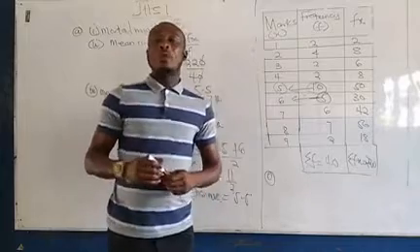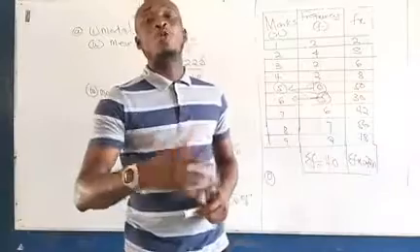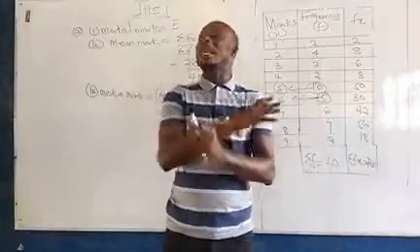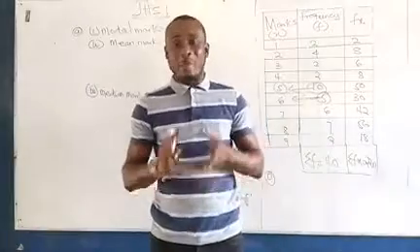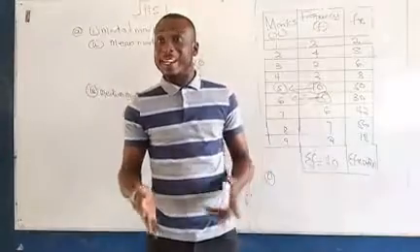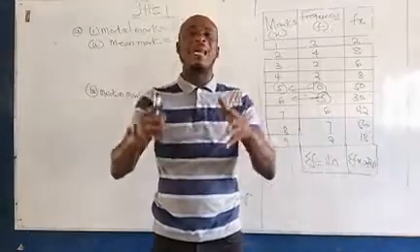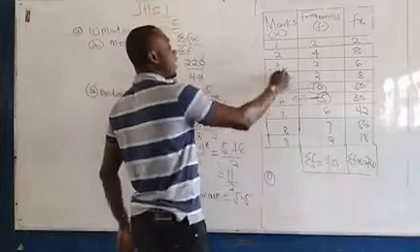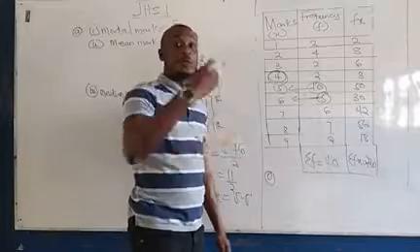Now, the last question says that if a teacher decides that the pass mark is 4, how many students will fail the test? The pass mark for the test is 4. It means that you are supposed to get 4 for you to pass. If you get anything less than 4, it means you have failed. Is that not the case? So if this is the pass mark, when you get 4, you have passed.